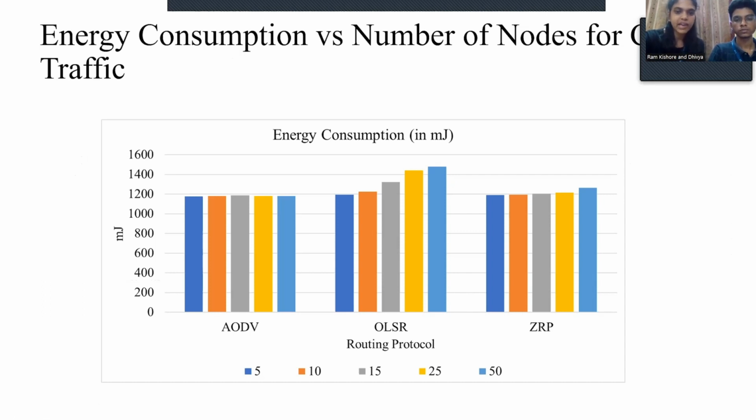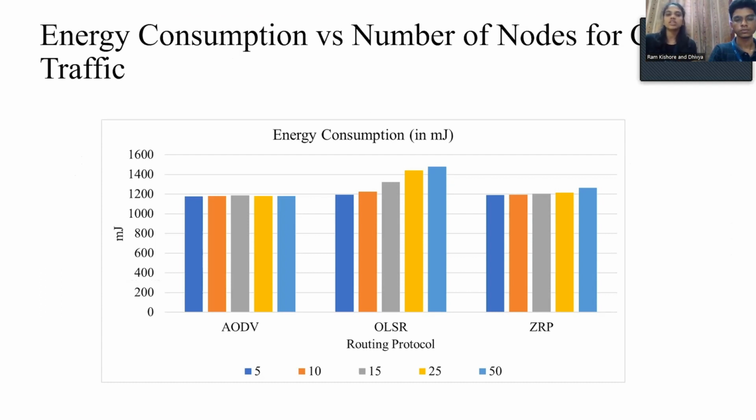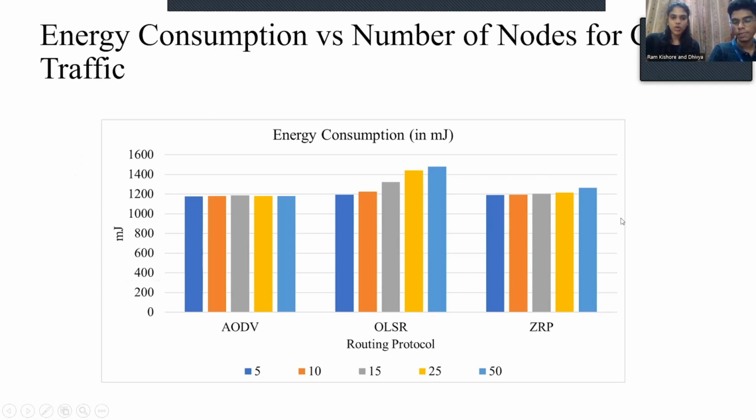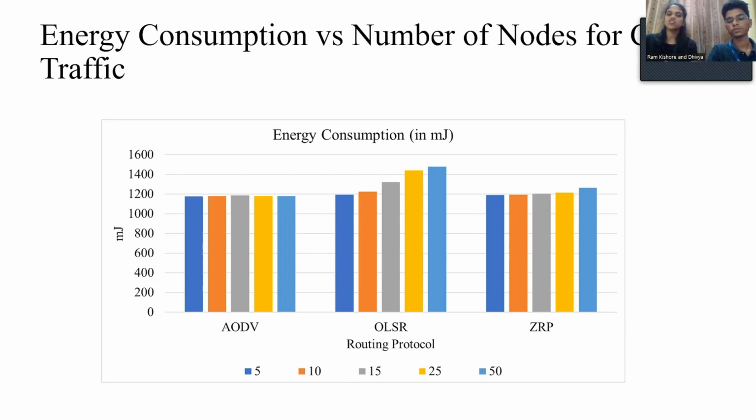And the last graph for CBR traffic is energy consumption versus number of nodes. According to the graph, the proactive routing protocol OLSR consumes more energy than the reactive AODV and hybrid ZRP. This is because a proactive protocol exchanges control messages continuously even when there is no data to transmit, resulting in higher overhead and energy consumption. In contrast, reactive protocols exchange control packets only when a data packet needs to be forwarded, resulting in lower overhead and energy consumption. Hybrid protocols exchange control messages within their zone to maintain network topology information, resulting in a moderate level of overhead and energy consumption. So that's all for CBR traffic.